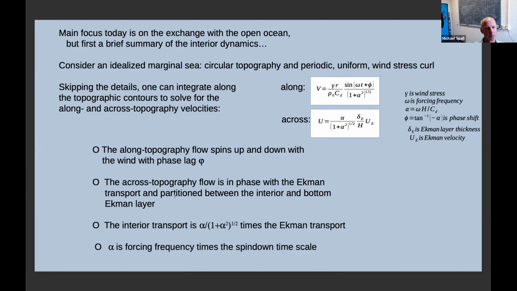So if alpha is small, the cross topography transport in the interior of the water column, so above the bottom Ekman layer, is very small. That's at low frequency, right? Omega small. At high frequency, essentially all the Ekman transport's carried in the interior of the water column, and there's very little carried in the bottom Ekman layer. Next slide, please.